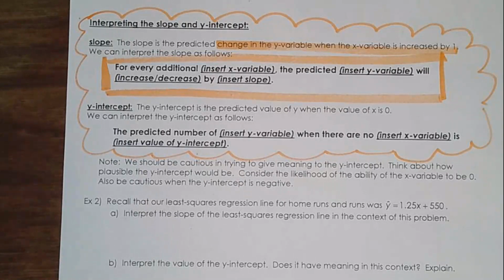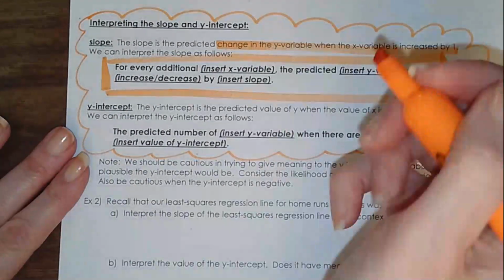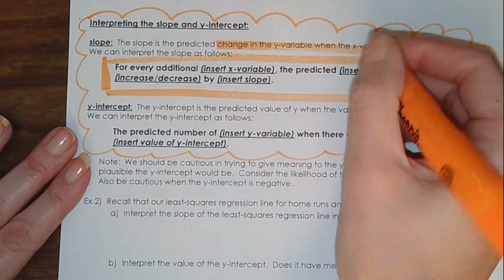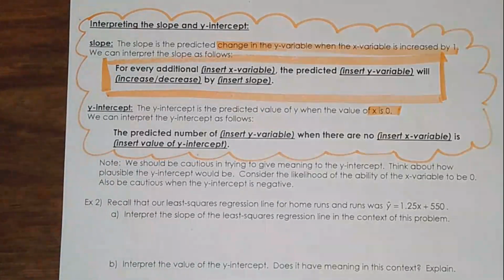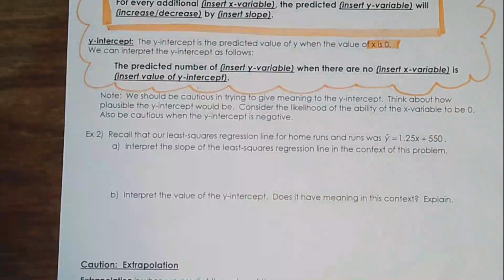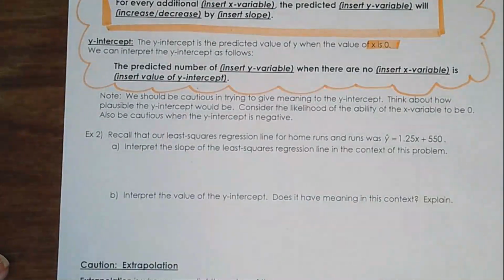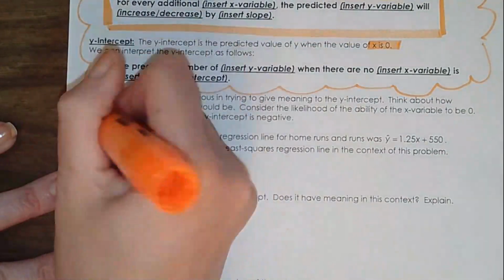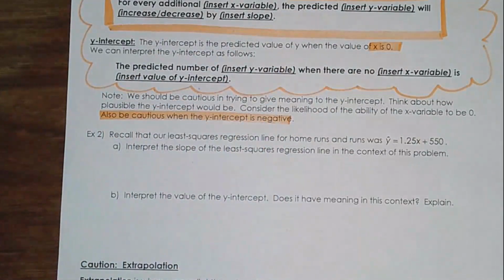The y-intercept, remember from algebra, is our predicted value for y when x is 0. Be a little cautious with the meaning of the y-intercept. A lot of times we don't have data around x equals 0, so we have to extrapolate the line to figure it out. I'll explain that in a minute. So there's not necessarily meaning for the y-intercept each time. Be cautious especially when the y-intercept is negative.